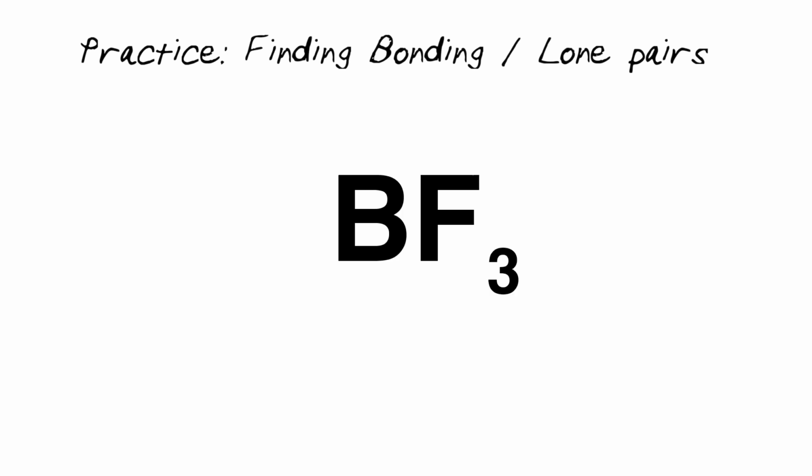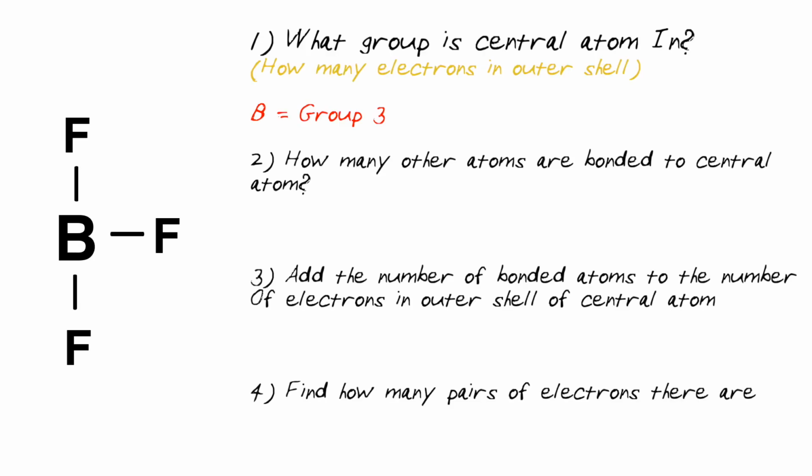I want you to find the amount of lone and bonding pairs on boron trifluoride, BF3. Find the group of the central atom. Boron, it's group 3.